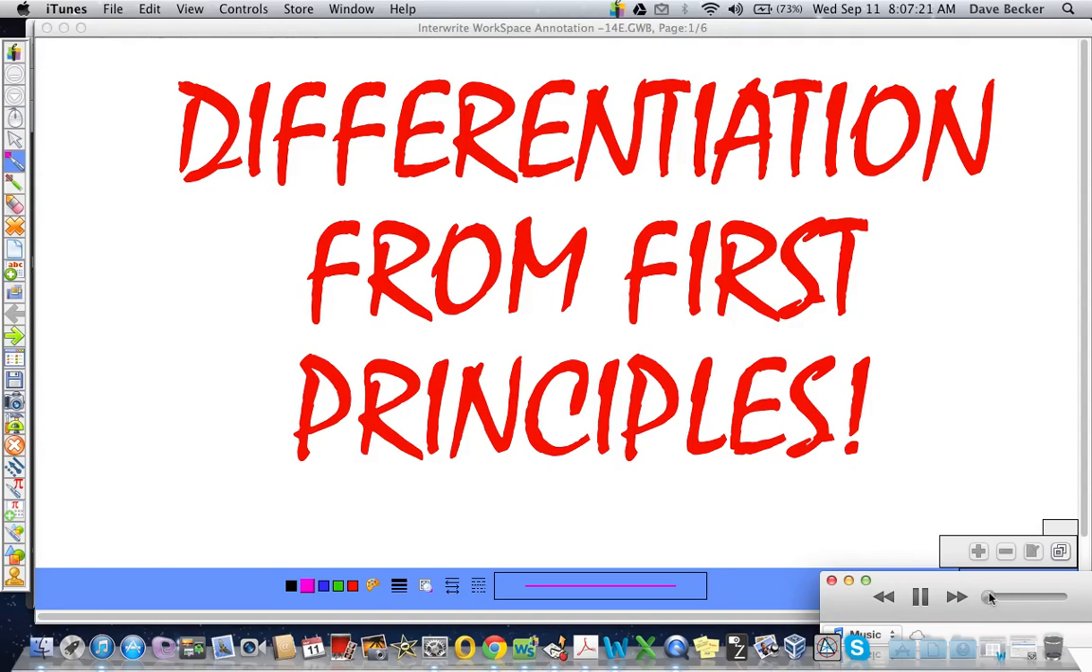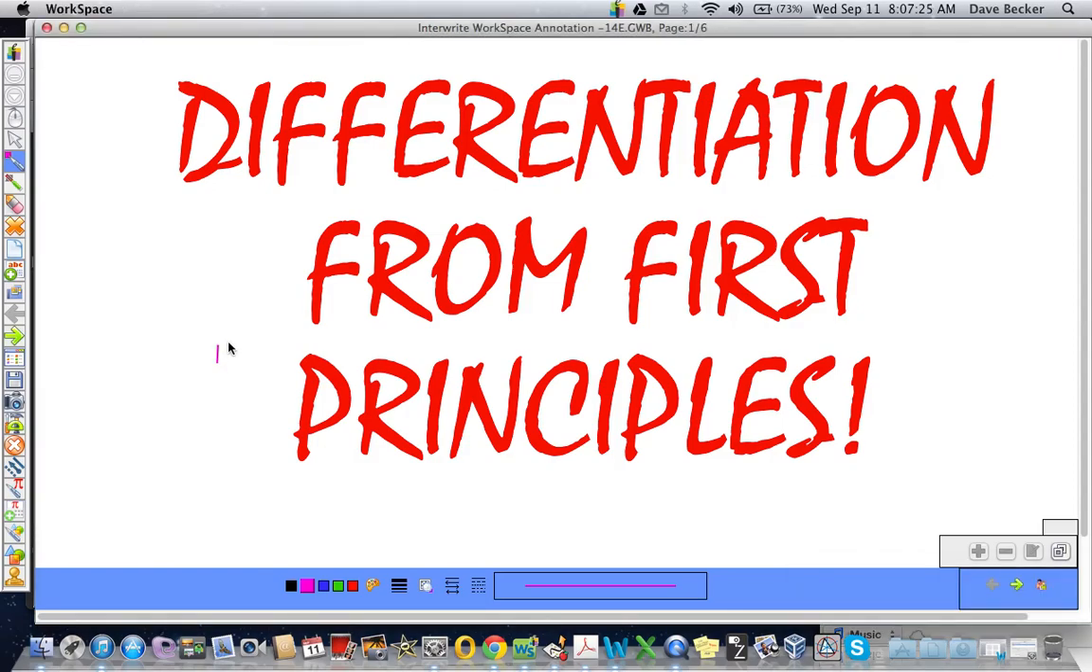Still extremely excited about our exploration of the greatest topic of all time, calculus. Yesterday, you read about the derivative. We talked a little bit about the derivative function. And today we are continuing that discussion with differentiation from first principles. Now, differentiation here is the act of taking a derivative.